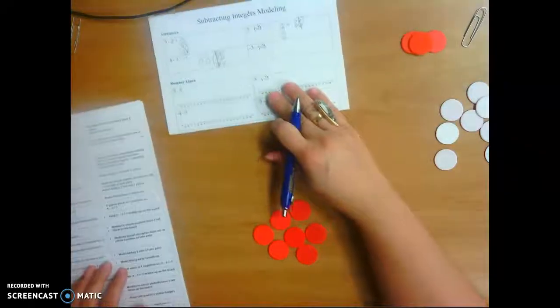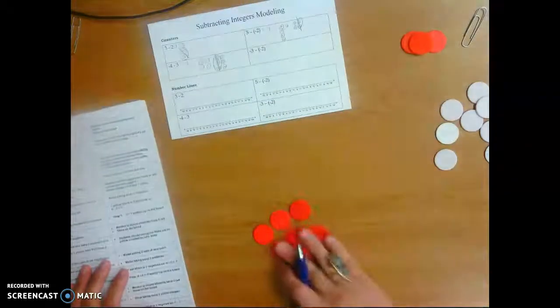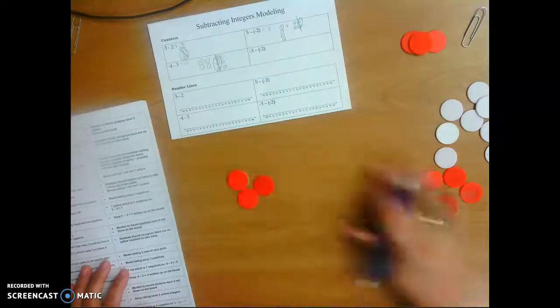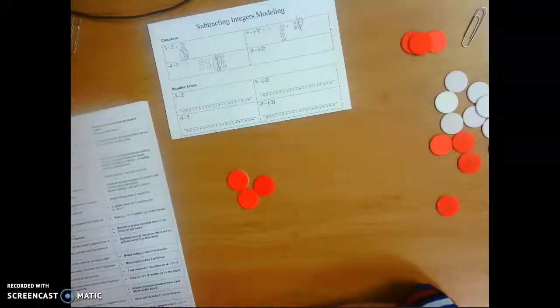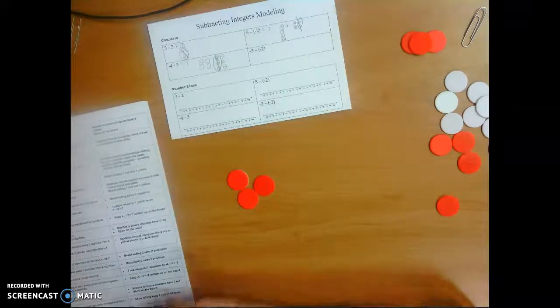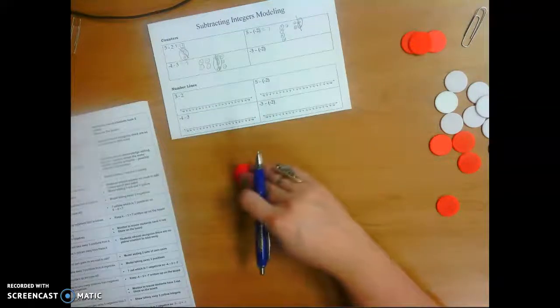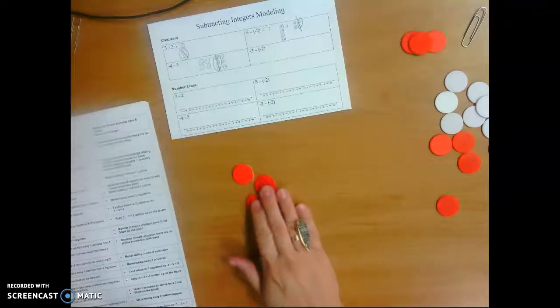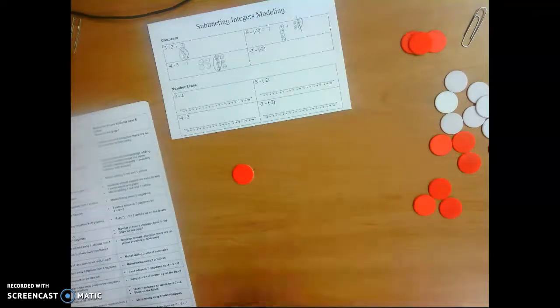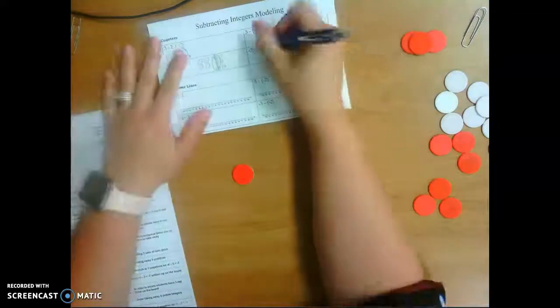Okay, so the last problem is a negative 3 take away negative 2. So negative 3 take away negative 2, is there 2 negatives to be able to take away? Yes, in this situation there are, so we do not have to add any 0 pairs. So we have a negative 3 and we can take away negative 2, and we're left with negative 1.